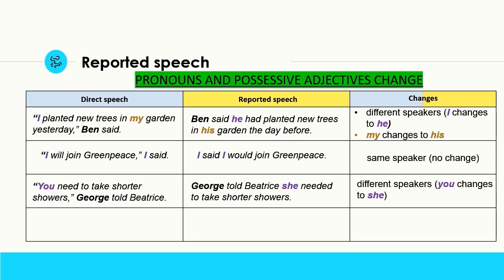In the third example, "You need to take shorter showers," George told Beatrice. The speaker is different. The second person pronoun, you, changes according to the person of the object of the reporting verb. The object of the reporting verb is Beatrice, so you need to change you to she, like in this reported speech. George told Beatrice she needed to take shorter showers.